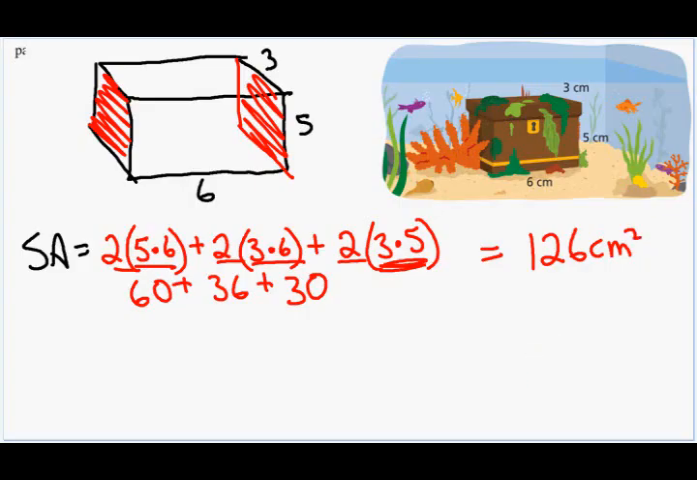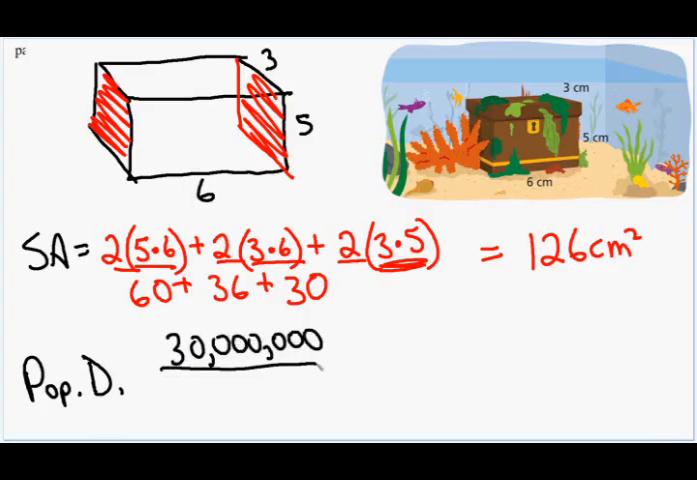All right, now let's figure out the population density. Pop density. We've got 30 million algae cells, and they need to be distributed across 126 centimeters squared. And let me put my units up here. We'll just call it cells, algae cells. We have 30 million cells spread over 126 squared centimeters.